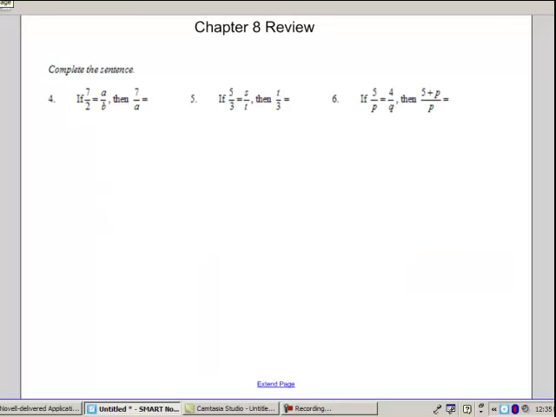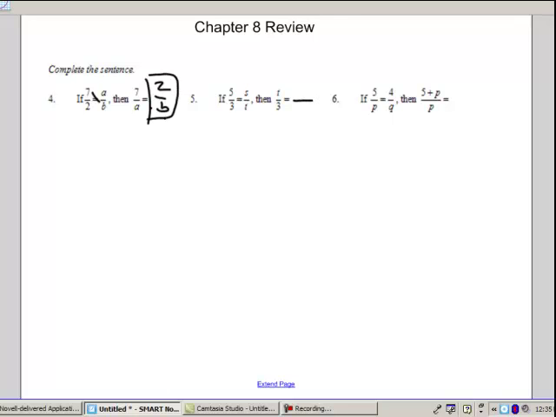Complete the sentence. If 7 over 2 is a over b, well, notice that the 7 and b have to be across from each other. So here I'll make the 7 and b be across from each other. The 2 and the a have to be across from each other. So my answer is going to be 2 over b.